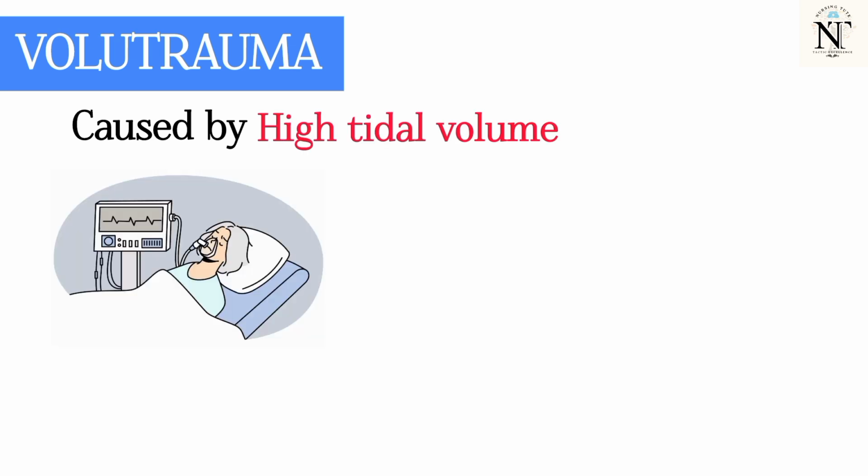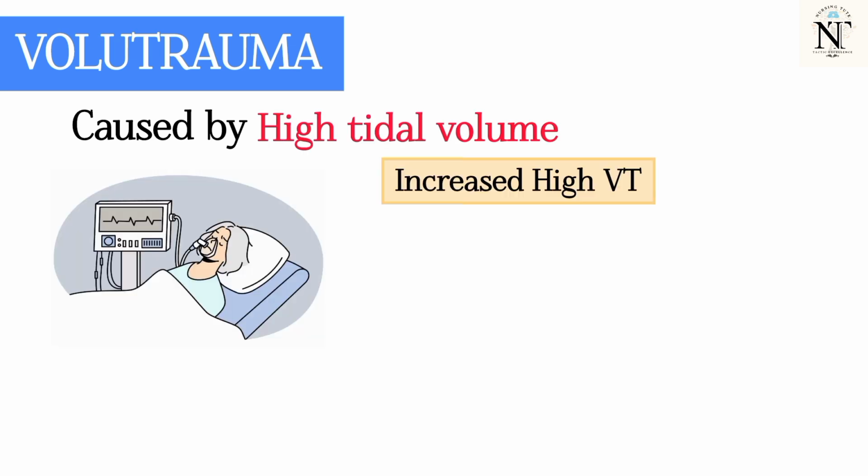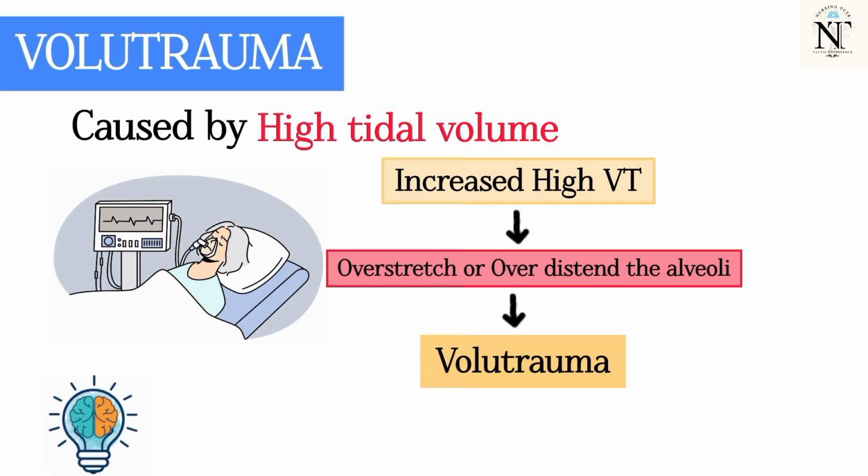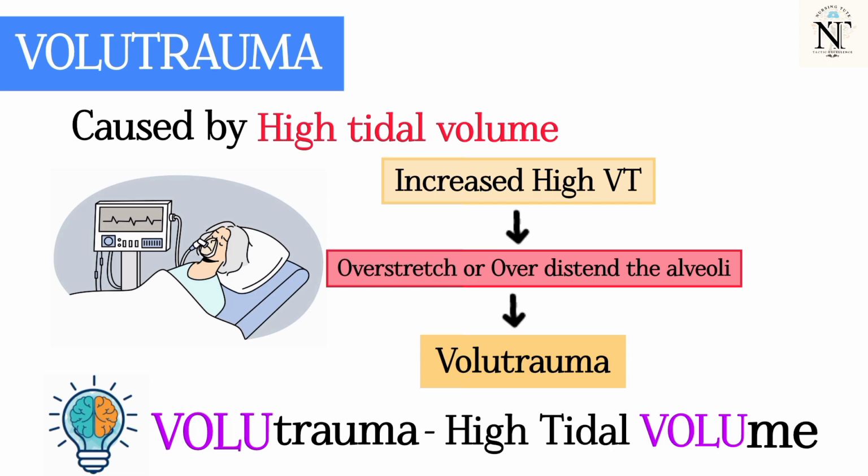And next one is volutrauma. This volutrauma is caused by high tidal volume. In patients on mechanical ventilation, when there is increased high tidal volume, this will overstretch or overdistend the alveoli. This results in lung damage. Okay, that's why in conditions like ARDS, in which compliance is poor, we need precise control over pressure, or this can result in volutrauma. Okay, the memory trick is volutrauma: think of high tidal volume.